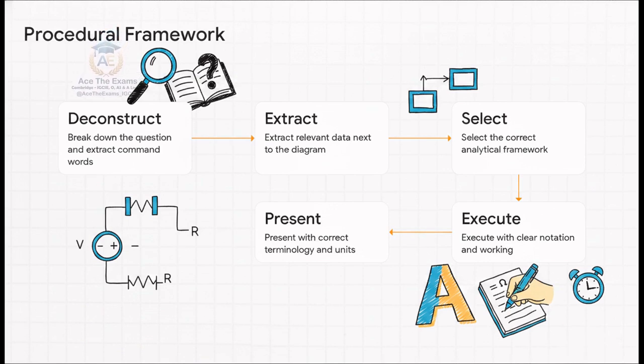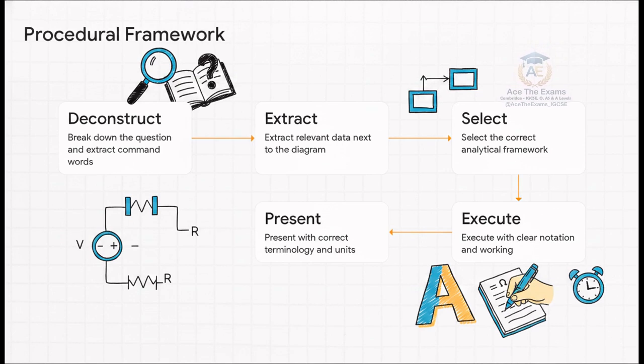Step 2. Extract relevant data. Physically write down V equals 12V, R1 equals 4 ohms, right next to the circuit diagram on your paper. Get it out of the paragraph and into your line of sight. Step 3. Select the analytical framework. Ask yourself, are we dealing with a series circuit rule here or a parallel circuit rule? Step 4. Execute with clear notation. This means you write the formula down first, you substitute the number second, and you calculate third. Never mix those up. And finally, Step 5.